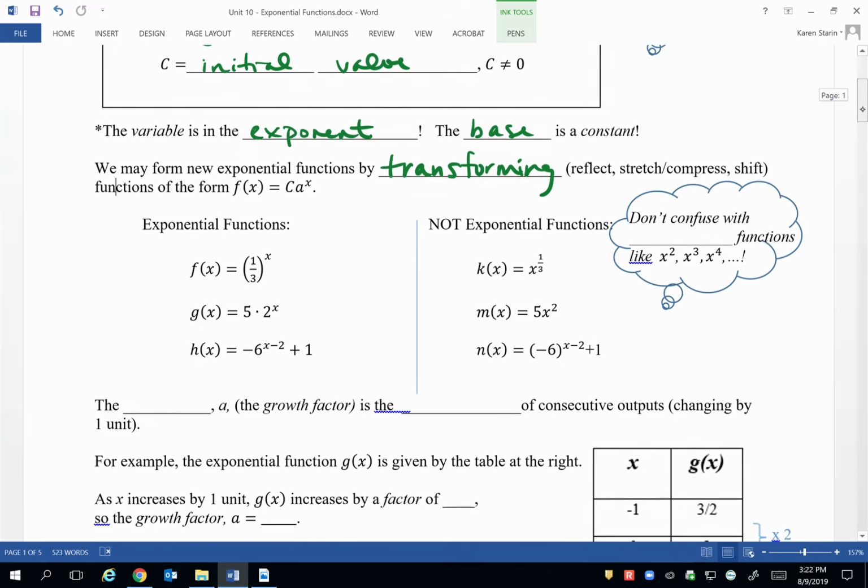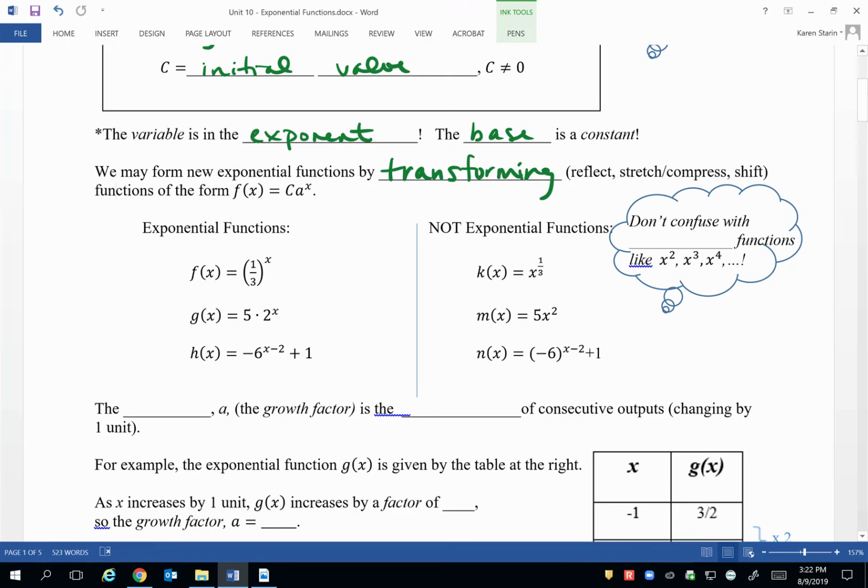So exponential functions, f of x equals 1/3 to the x. It's an exponential function because we have the x in the exponent, and we have a base a that is a number that's greater than 0, and it's not equal to 1. And we don't see c here, but it is a positive 1. G of x is 5 times 2 to the x, and we have a base a of 2, which is a positive number and not 0 or 1, and we have x in the exponent, and we have c, which is not equal to 0, it is 5.